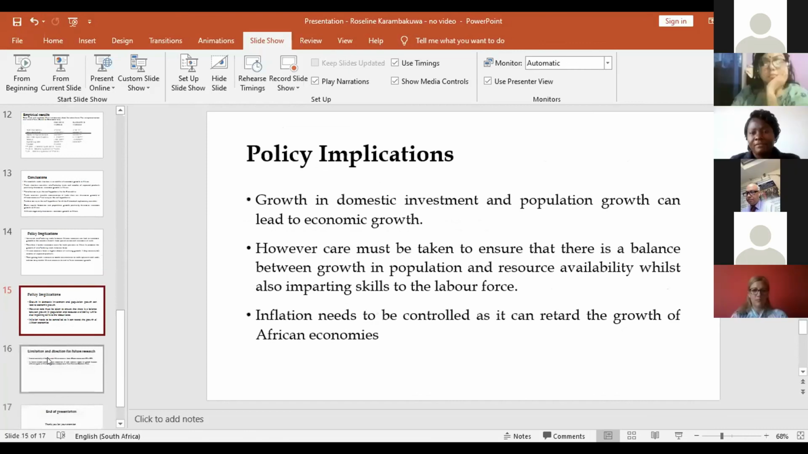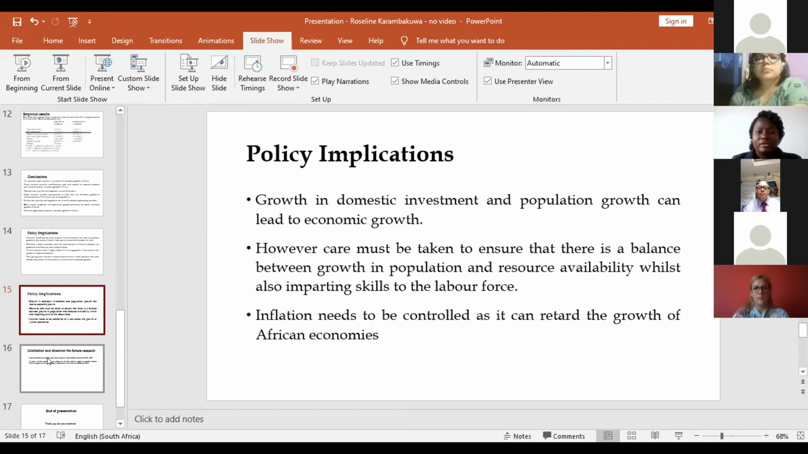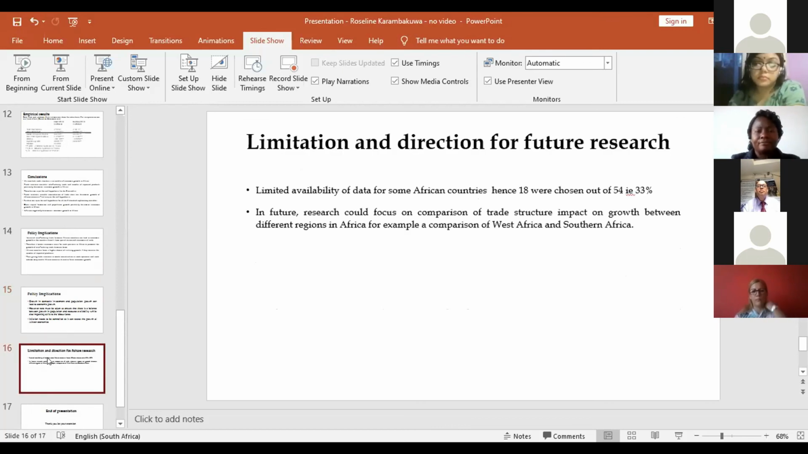Then, growth in domestic investment and also population may lead to economic growth. However, care must be taken to ensure that there is a balance between population growth and also resource availability. And also it's important to impart necessary skills to the labor force. And also finally, inflation needs to be controlled as it can retard the growth of African economies.